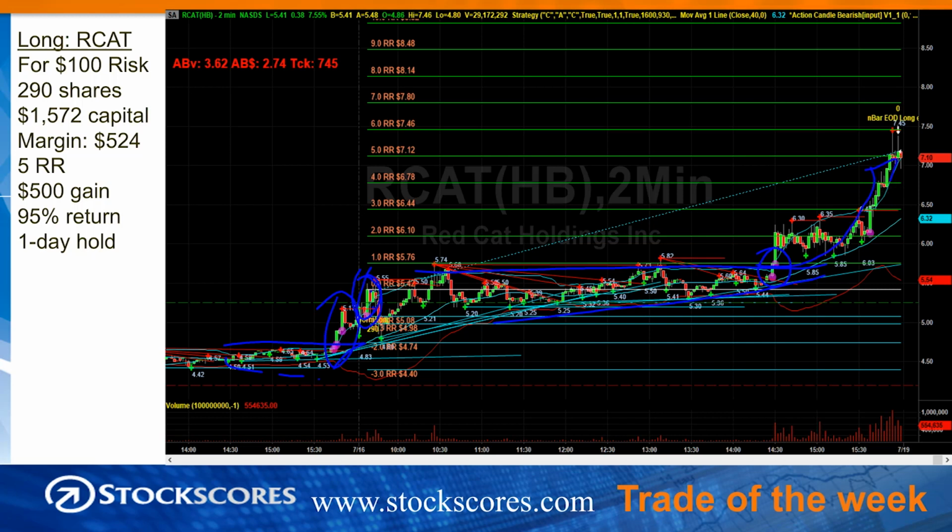Now, the economics of this trade worked really nicely. Because it's a fairly volatile stock, it did not take a very large position size to take $100 of risk, only 290 shares, which is $1,572 of capital. However, you can margin a stock like this 3-to-1, so it really only requires a little over $500 in capital. It made a $500 gain for $100 of risk. If you took $1,000 of risk, then it would have given you a $5,000 gain for basically a 95% return on that one-day hold. So, a nice little day trade on what was really a pretty quiet day on Friday for day traders.